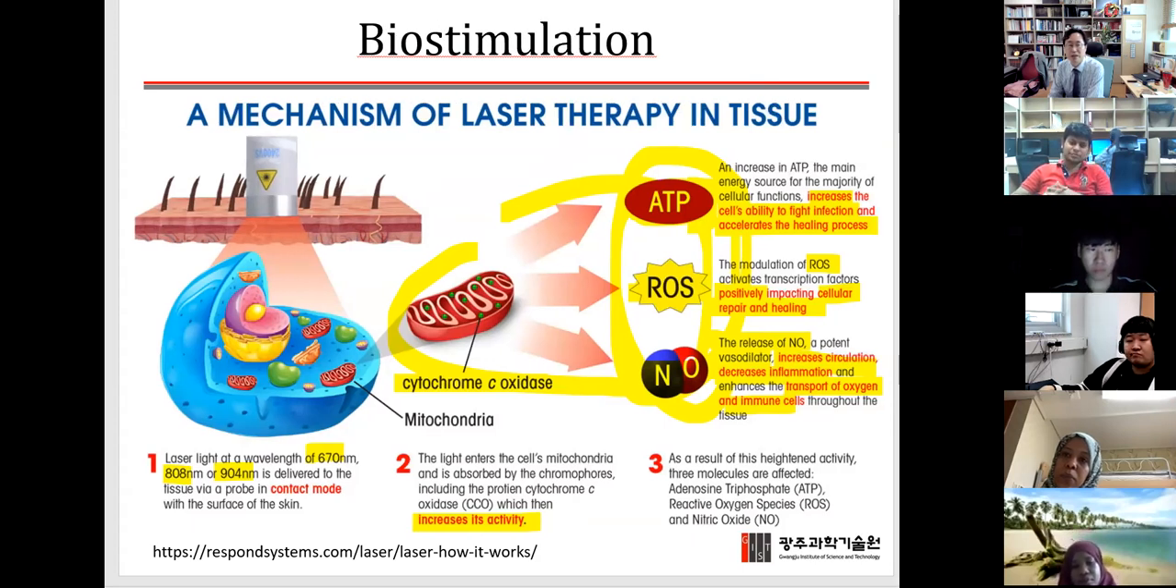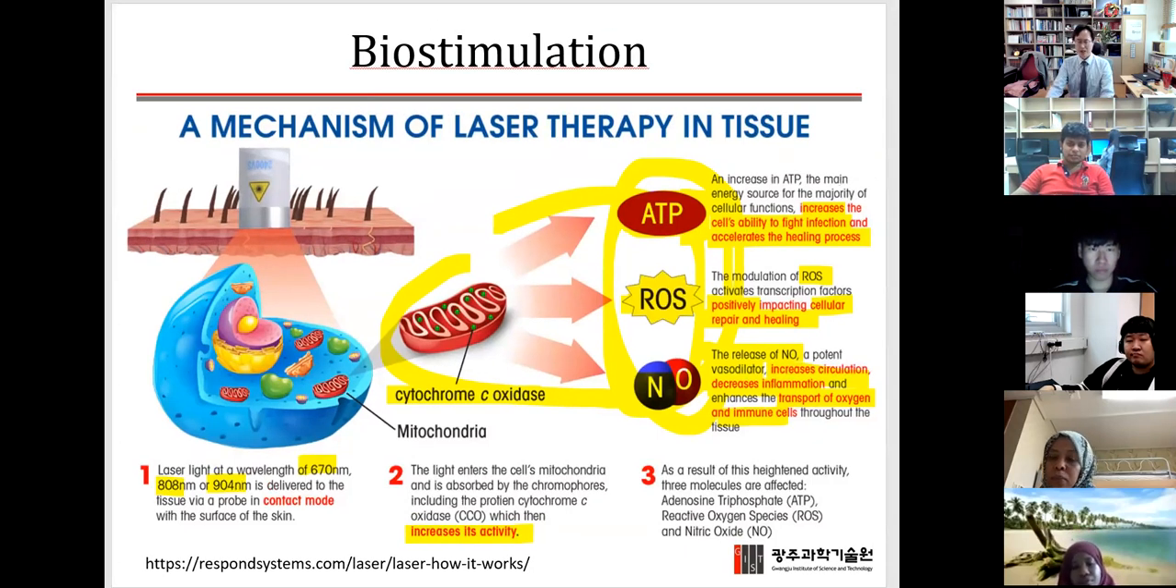So as you have seen there, depending on the wavelength, the effects are actually different. And these days, the mechanisms of this biostimulation or low-level light therapy or photobiomodulation are unveiled with many studies.